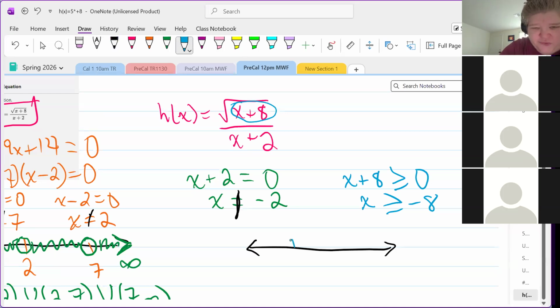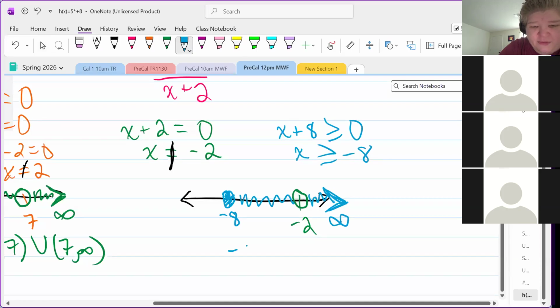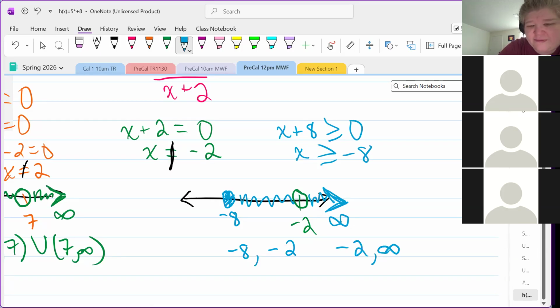So now we're going to drop those two values on our number line. So there's negative 8, and there's negative 2. Negative 2 gets an open circle because we're not allowed to hit it. Now x is allowed to equal negative 8, so we'll give that a filled-in circle. And x can be anything bigger than negative 8, so all the numbers from -8 to -2, and all the numbers from -2 on to infinity. So I have two regions that I need to account for in my answer: from -8 to -2, and from -2 to infinity.